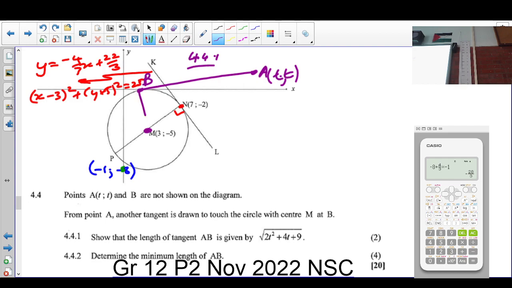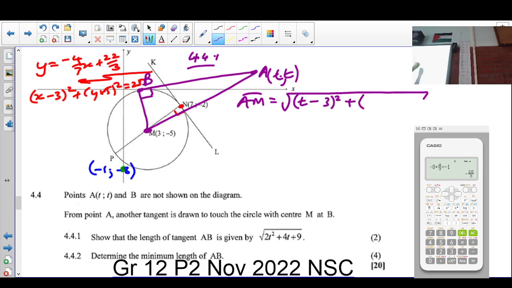So what we need to do is construct a triangle here. The tangent is perpendicular to the radius. So what comes to mind? Pythagoras. Can you see that, people? So I can calculate AM's distance. AM is going to be the square root of x2 minus x1 squared, so t minus 3 squared plus y1 minus y2 squared, which is t plus 5 squared. Okay, that is AM. We know that MB is going to be the square root of 25, which is 5. It's the radius. You don't have to write radius.